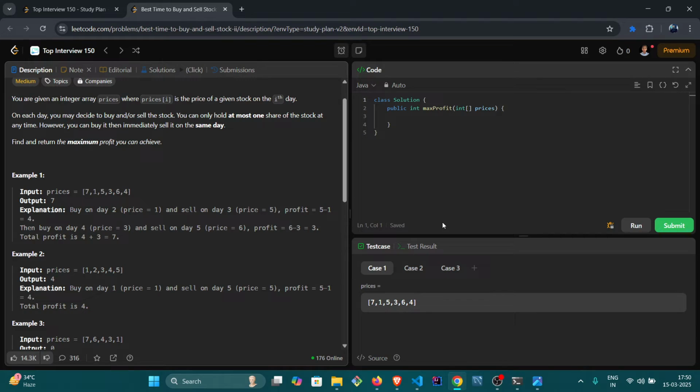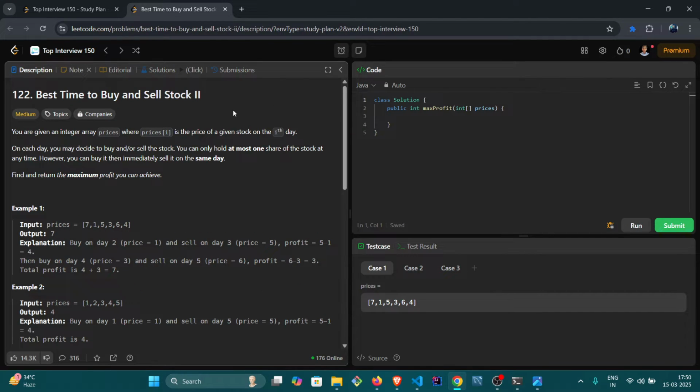And today we are solving another problem. Basically, this is the upgraded version of the previous ones we have done. So this is Best Time to Buy and Sell Stock II. So let's understand this question and then we will move forward to the code part.